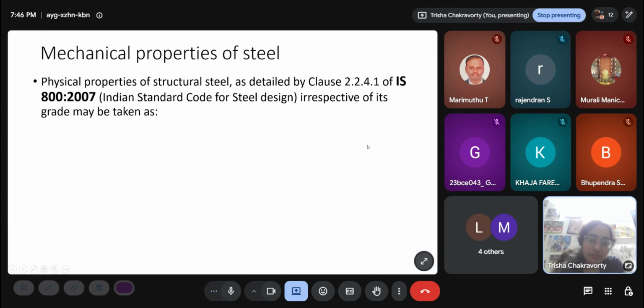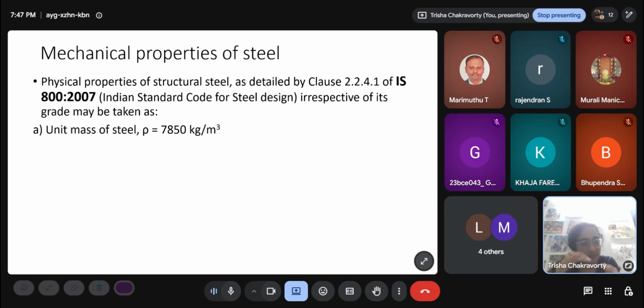So there is a clause which says that irrespective of its grade, these are some physical properties that can be taken as constant, like the unit mass or density rho, which is 7850 kg per meter cube. Why do we need the density? We need it to calculate the self weight. So basically, mass is volume into density. When I'm proposing a structure, I know the dimensions. If I have the length, width and depth, I will calculate the volume of some structural element. I will multiply it with the density to find the mass, and then multiply it with g to get the weight. So that is the dead load basically.